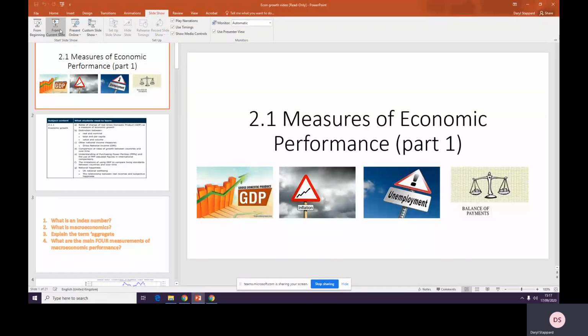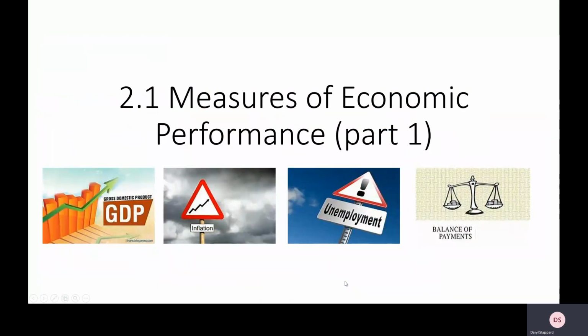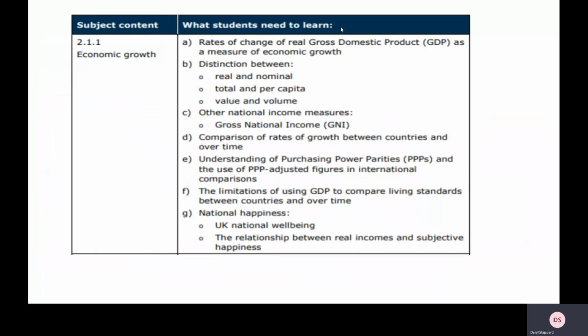Hi everyone, and welcome to a video looking at section 2.1 of theme 2, and this is looking at measurements of macroeconomic performance. Now in this particular video, what we're going to be focusing on is this section of the specification. So we're looking at economic growth. So you can see here the different things that you are expected to be aware about for your exam.